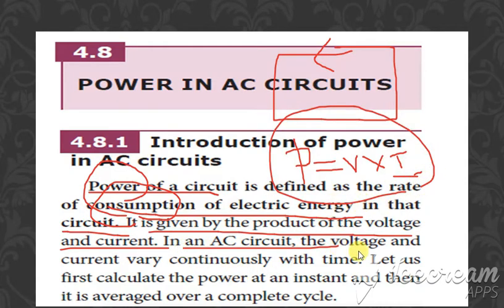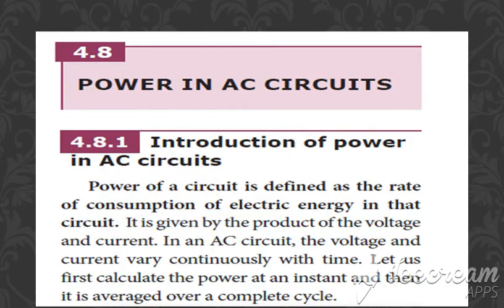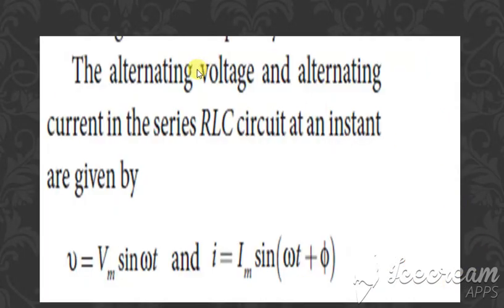In an AC circuit, the voltage and the current vary continuously. So whenever you are considering an AC circuit, it varies continuously, and we have to take one complete cycle. Power can be calculated only by taking one complete cycle, that is the positive as well as the negative cycle, and that gives you your complete cycle. Clear?